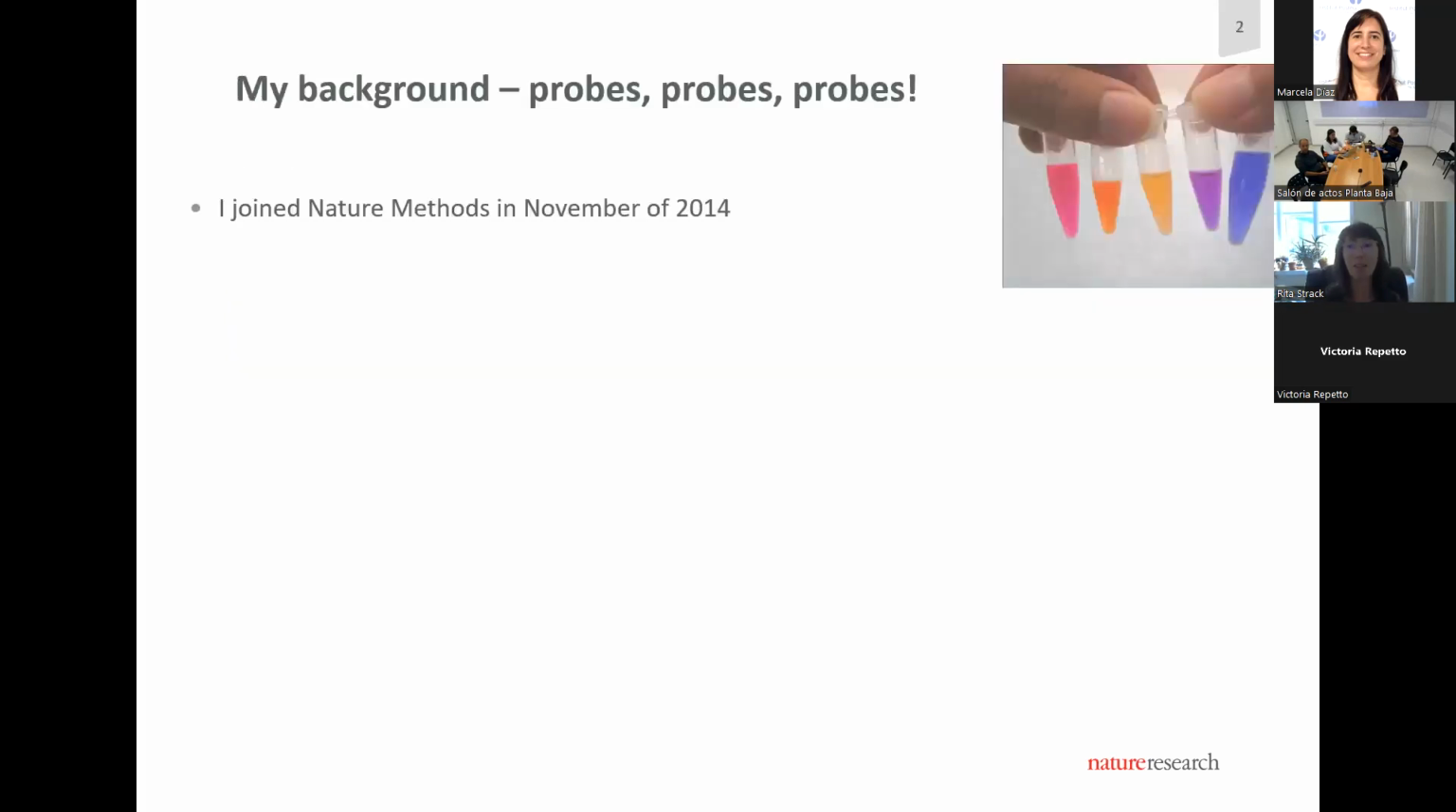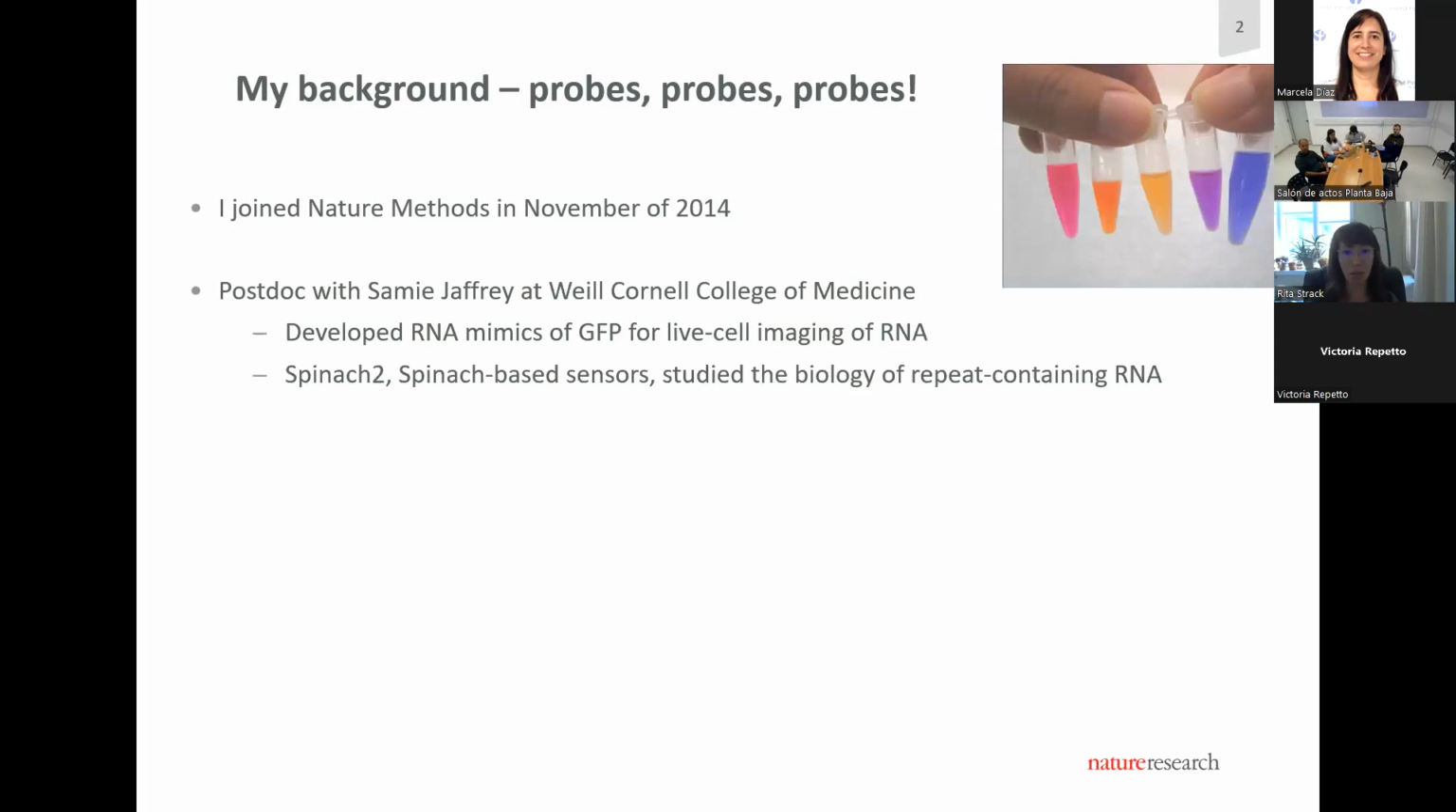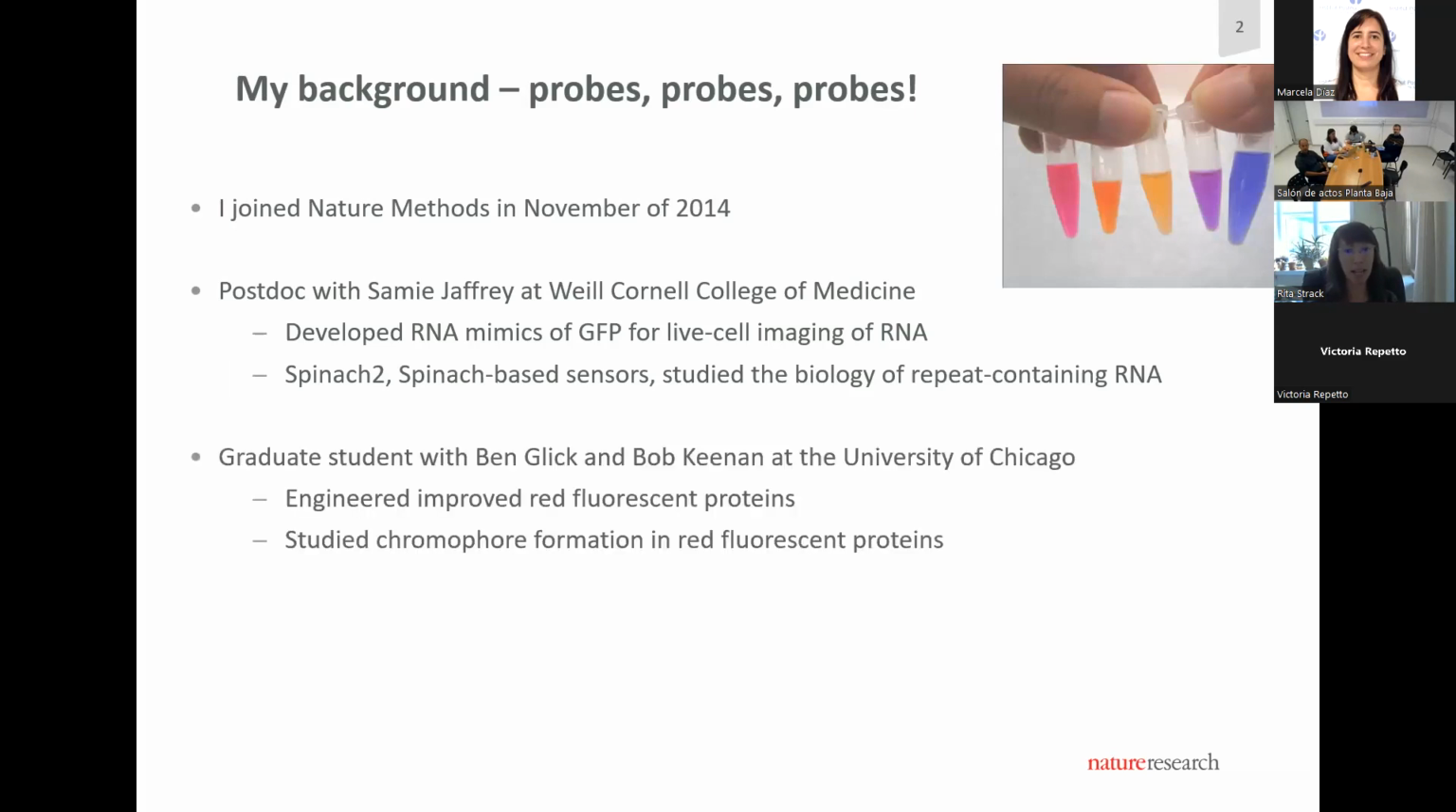So very quickly, my background is in microscopy, but I came to it from the probe side. I've been at Nature Methods almost 8 years. And before that, I was a postdoc doing live imaging of RNA using newly developed tags. And before that, I worked on the red fluorescent protein PS-Red, and you can see some of my engineered variants in this photo here. And I also studied chromophore chemistry. And the key takeaway from this is that I really believe methods drive biology, and that's also the ethos of our journal.